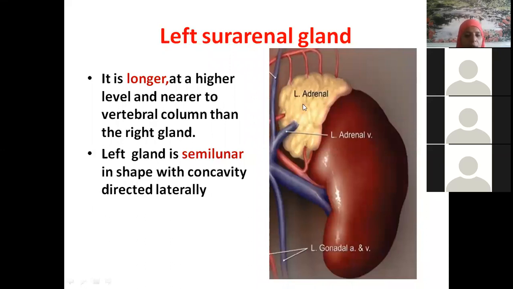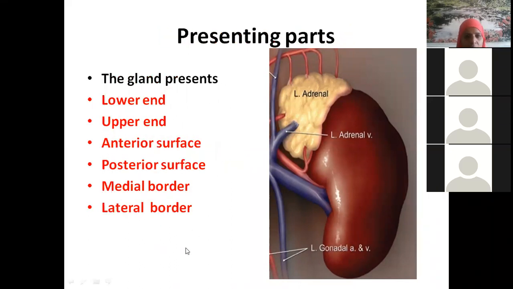So left gland is semilunar in shape and its concavity, this is the concavity, okay, is directed not near the midline, but away from the midline. So that's why you are telling concavity is directed laterally, convexity is directed medially near to the midline. That means if you move this side, you will have abdominal aorta and inferior vena cava. Hope you are able to correlate that.